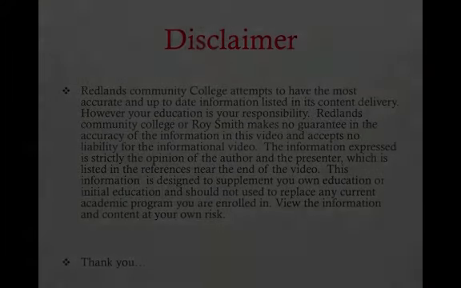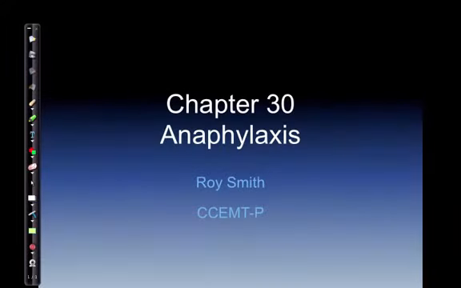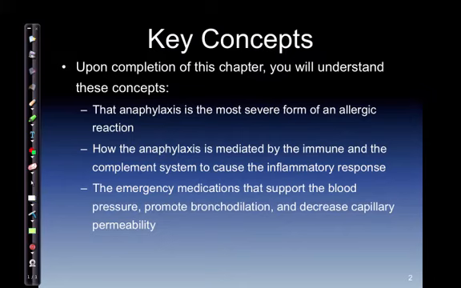This is going to be Chapter 30, Anaphylaxis. Key concepts. Upon completion of this chapter, you will understand that anaphylaxis is the most severe form of an allergic reaction, how the anaphylaxis is mediated by the immune system and the complement system to cause the inflammatory response, and the emergency medications that support blood pressure, promote bronchial dilation, and decrease capillary permeability.